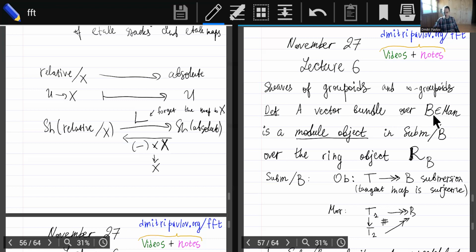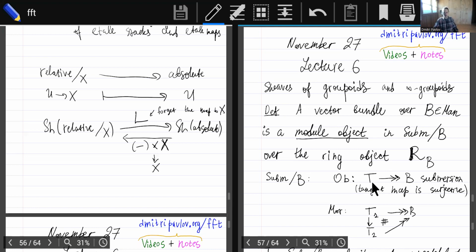and I'm going to consider a category of submersions over B. Its objects will be a smooth manifold, capital T, called the total space, which maps to B via a submersion. And let's recall that submersion simply means the tangent map is surjective on tangent spaces.